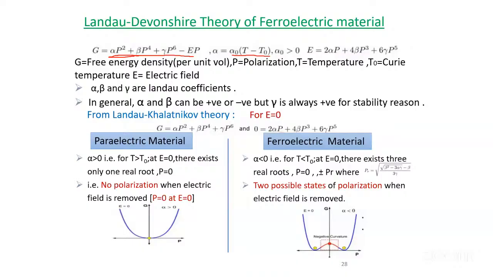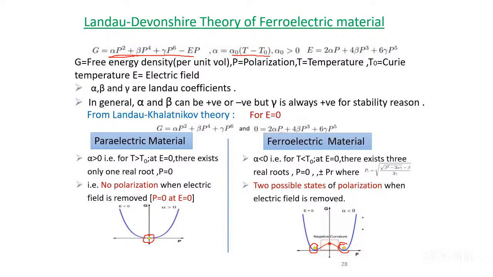ferroelectric material. So in the paraelectric material, you don't have any polarization, and there is only one stable state for G equals 0. And in the ferroelectric material, you have multiple states. You can see these multiple states and the one metastable state that is there. So these two stable states are for the polarization when the electric field is removed. So one of the states will be present. Okay, so that is the case.